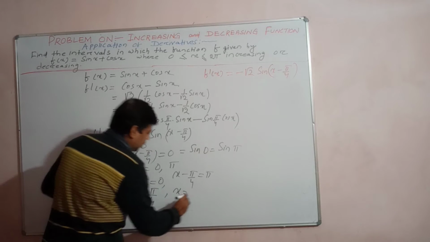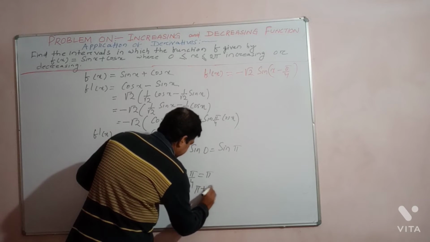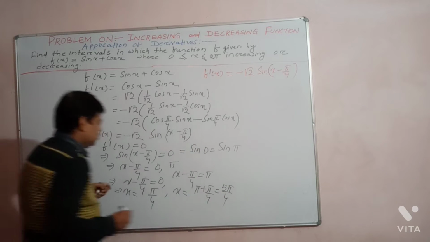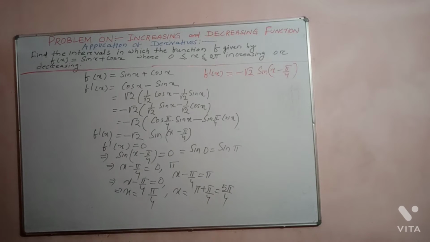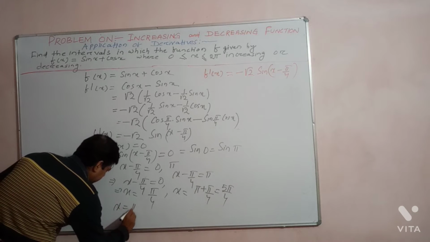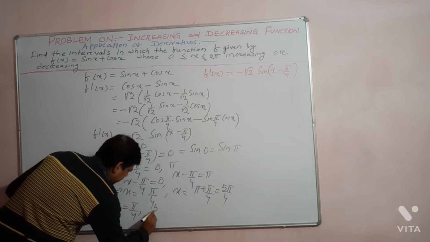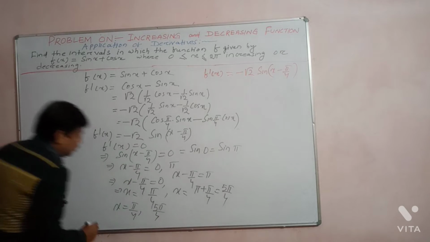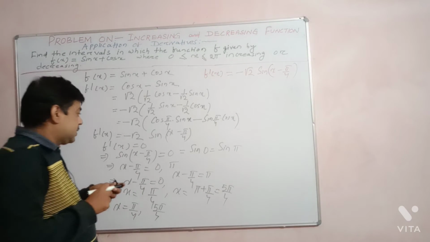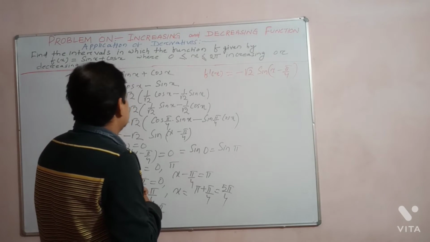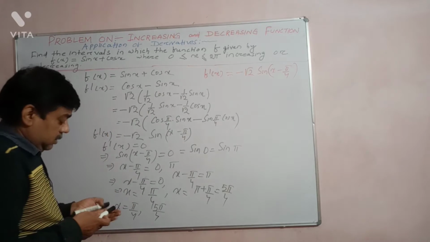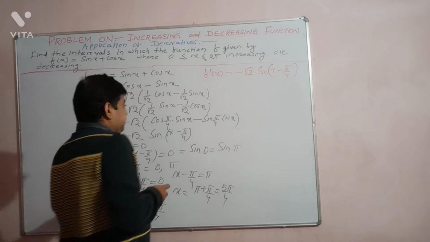Pi by 4. And x is equal to pi plus pi by 4, which is 5 pi by 4. So we got the points x is equal to pi by 4 and x is equal to 5 pi by 4. Thus the domain points x is equal to pi by 4 and x is equal to 5 pi by 4 divide the closed interval 0 to 2 pi into 3 disjoint intervals.